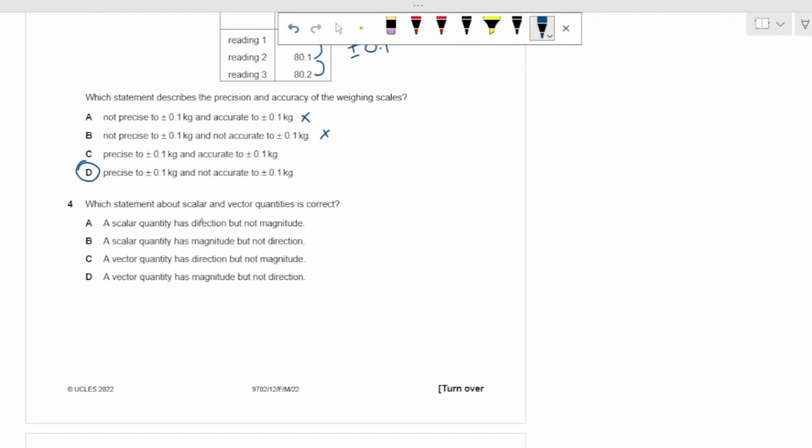Question 4. Which statement about scalar and vector quantities is correct? Alright. A scalar quantity has direction but not magnitude. Absolutely wrong. A scalar quantity has magnitude but not direction. That is correct.